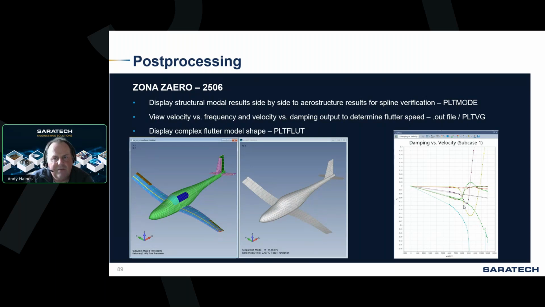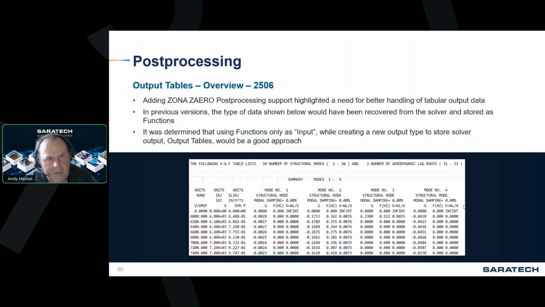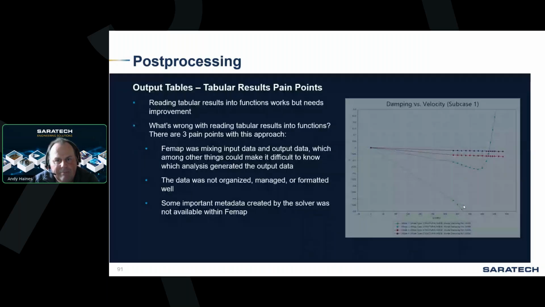Also, this led to this whole idea, which was output tables. Again, just adding the support for ZONA Z-Aero, a lot of this information comes in tabular format. As everybody knows who ever read any type of tabular data into Femap from a solver, it was always becoming functions. But what was the problem with that?